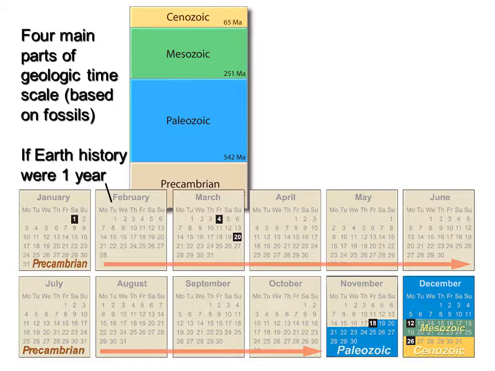So that's what I was talking about. The Cambrian explosion occurs on this scale on about November 18th, the middle of November. Then the Mesozoic era starts in mid-December. The Cenozoic era begins around December 26th. So this is the era that we're living in. It's just this final week of the year.